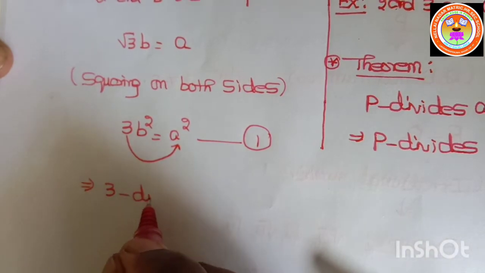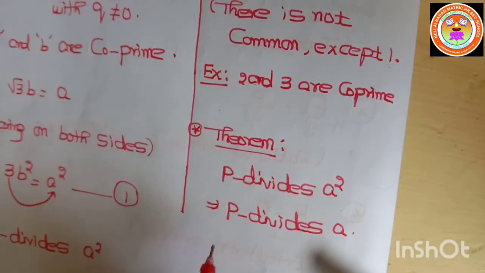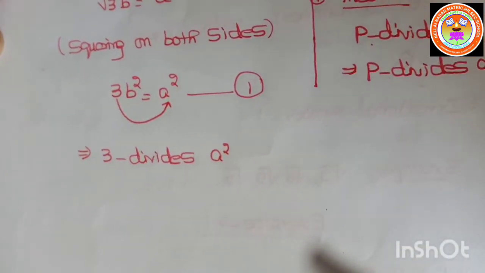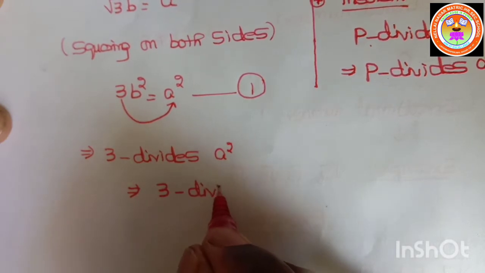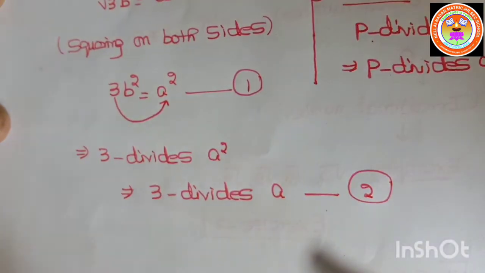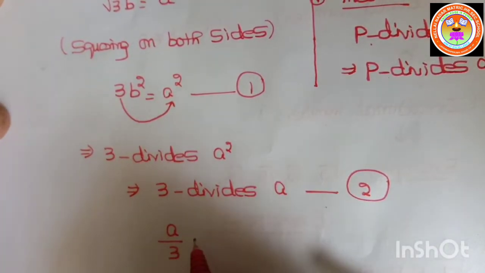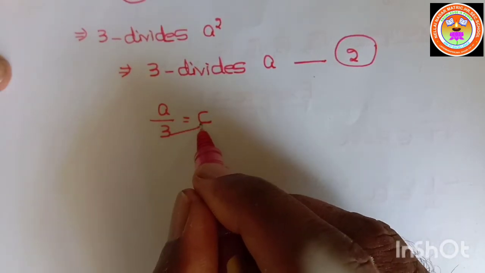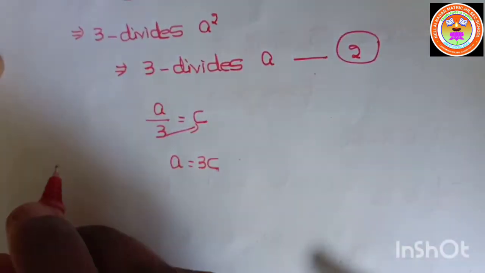3 divides a square. Now you want to apply the theorem: p divides a square, then p divides a. Applying the theorem, 3 divides a square, so 3 divides a. Take it as equation number 2. What's the meaning? a divided by 3 gives some constant c. Now we can cross multiply: a equals 3c.